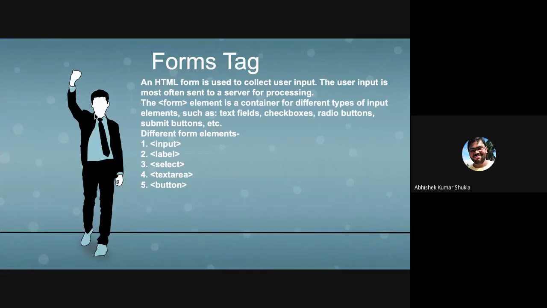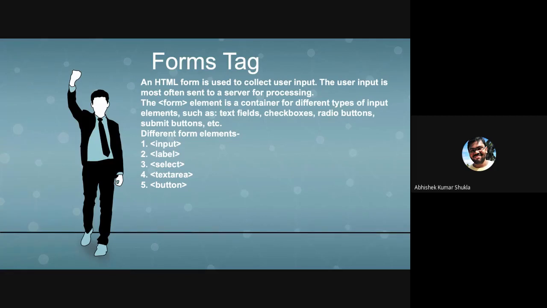So the form tag is used to collect user input. Understand it like this: instead of having every input and label scattered around, we put them in a container so that we know this section is the form where we need to take user input and send it wherever we need to. The form tag is used for that, and it has several attributes which we will explain later on. It has several elements like input, label.